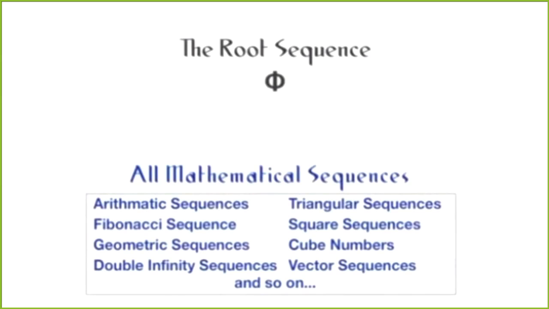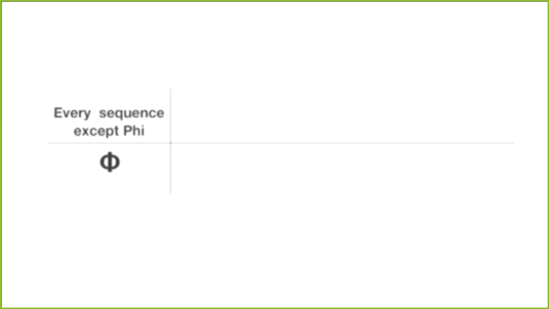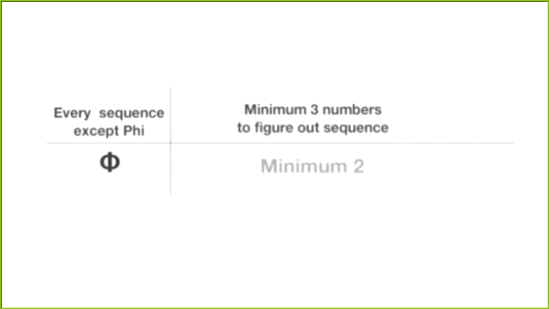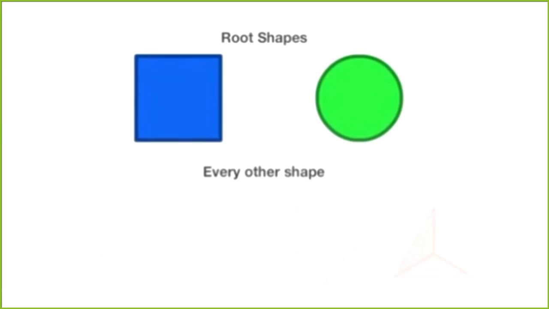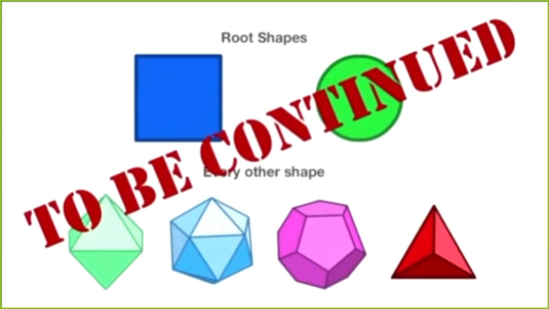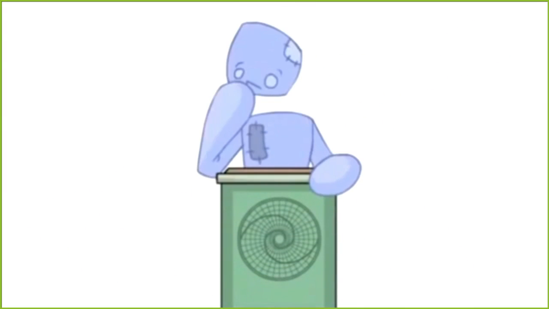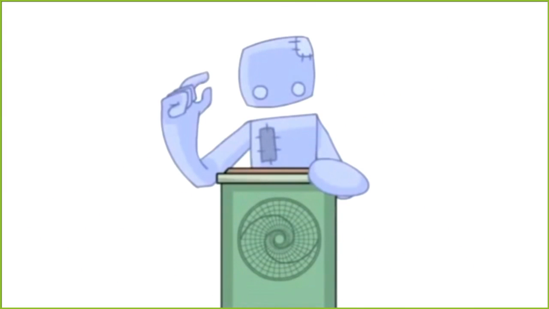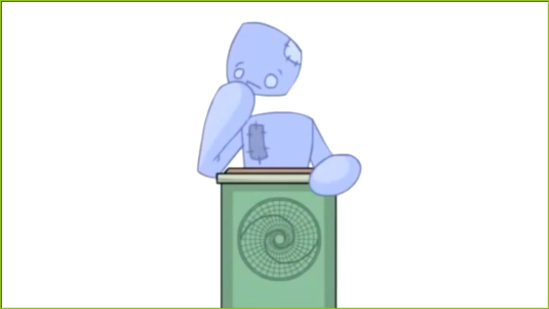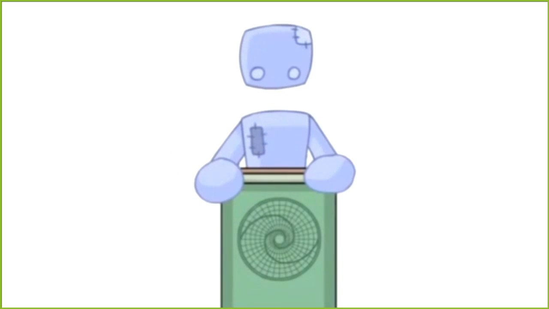It is also believed that phi is the mathematical root of all other sequences. See, every mathematical sequence in existence needs a minimum of 3 numbers to figure out the sequence. Phi only needs 2. It is the only one. Similar to how the circle and square are the source of all shape, but we'll get to that later on. The next thing that you need to know is that this ratio is found in all life everywhere, sort of. By sort of, I mean it's really Fibonacci, but we'll look at that in a moment.